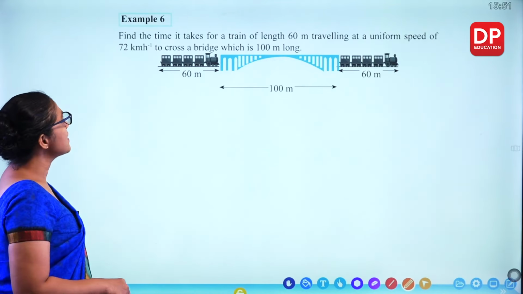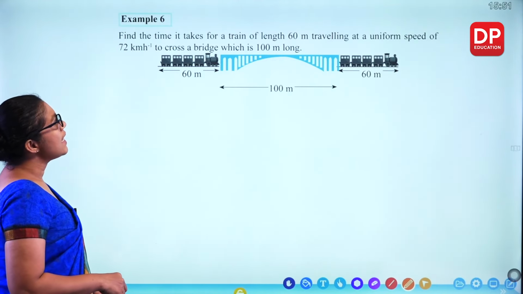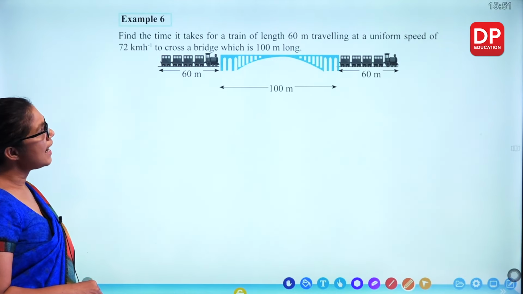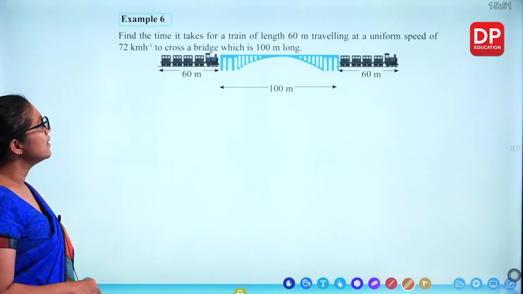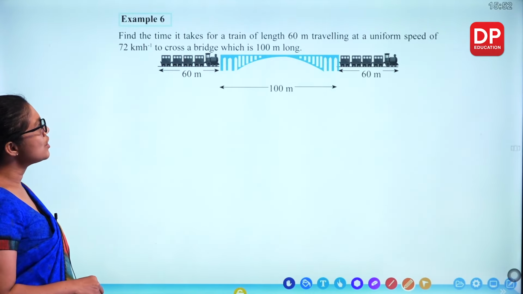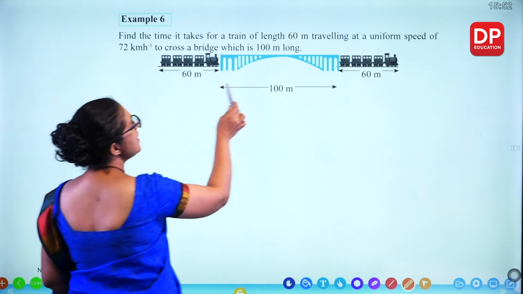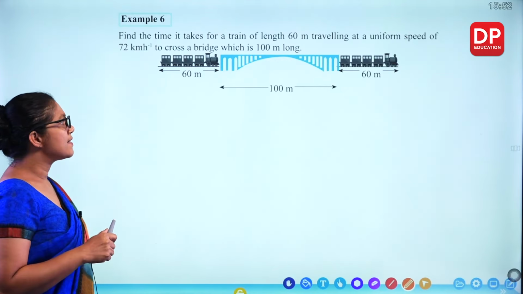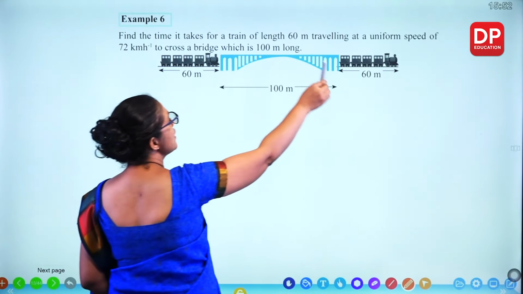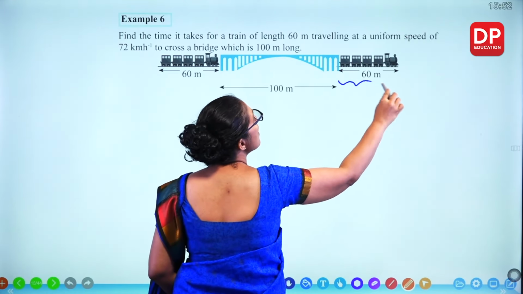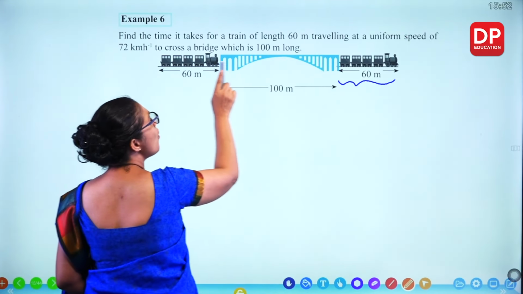Take example 6. Find the time it takes for a train of length 60 meters traveling at a uniform speed of 72 kilometers per hour to cross a bridge which is 100 meters long. Now, what does it mean? To pass this bridge, this full length should go up to here. So what's the total distance?